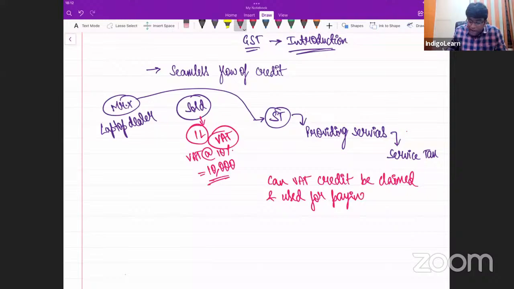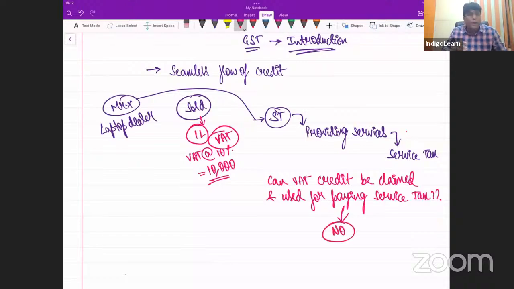Now the question is, can VAT credit be claimed and used for paying service tax? A very interesting question. Can we take VAT credit and use it for paying service tax? Without any second thought, the answer is no.